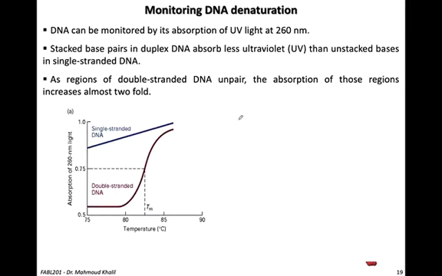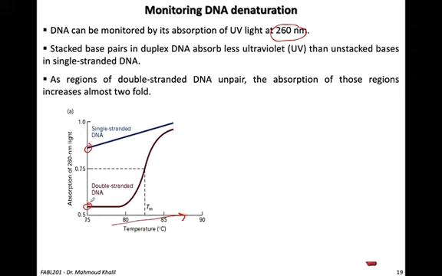Let's monitor how the DNA... they found that DNA has a different absorption of UV based on its structure. When they monitor DNA at a UV wavelength of 260, they found that double-stranded DNA absorbs UV less than single-stranded DNA. So they can monitor whether the DNA in a solution is double-stranded or single-stranded by increasing the temperature and measuring the UV.